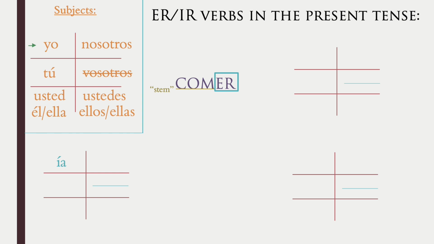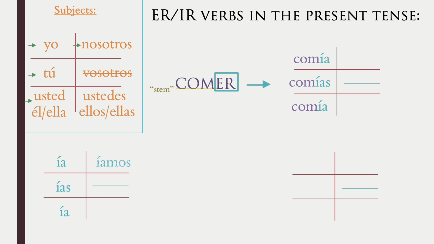So if I swap out my ER for the ía, I end up with comía. For tú, the ending is ías. So swapping out that ER, I end up with comías. So it's like you used to eat. For usted, él, and ella, the ending is ía again. So again, it's comía.